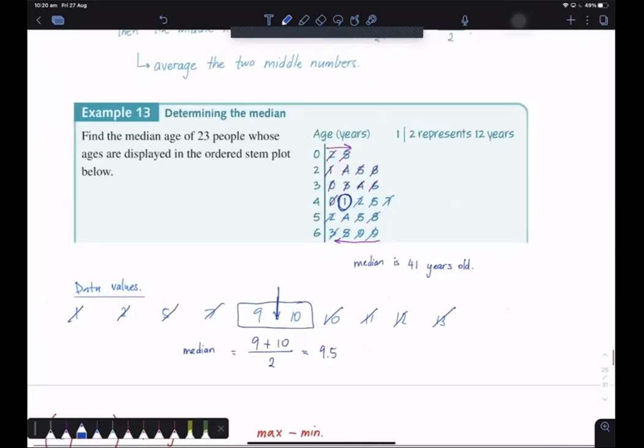Is everyone okay with this? How we calculate the median here? Thumbs up, thumbs down?